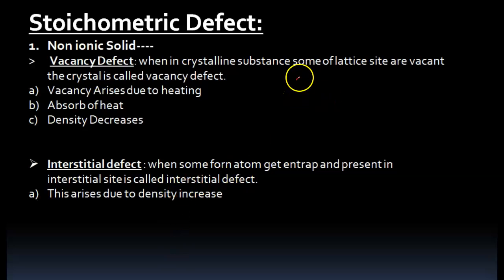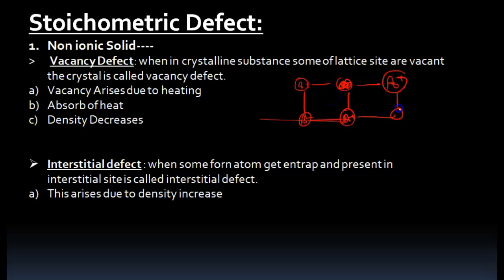For example, this is A positive, this is vacant, and this is A positive, B negative, A positive. So this is called vacancy defect. Now next is interstitial defect. When some atom gets entrapped and is present in an interstitial site, it is called interstitial defect. This defect occurs when density increases. And vacancy defect occurs when vacancy arises due to heating, absorption of heat, and density decreases.